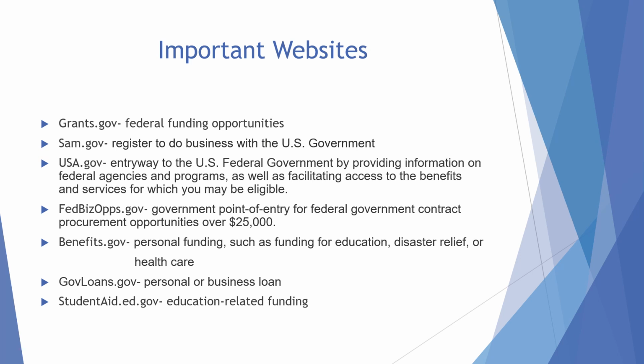FedBizOpps.gov is a government point of entry for federal government contract procurement opportunities over $25,000. Benefits.gov is for personal funding, such as funding for education, disaster relief, or healthcare. GovLoans.gov is for personal or business loans. And last but not least, StudentAid.ed.gov is for education-related funding.